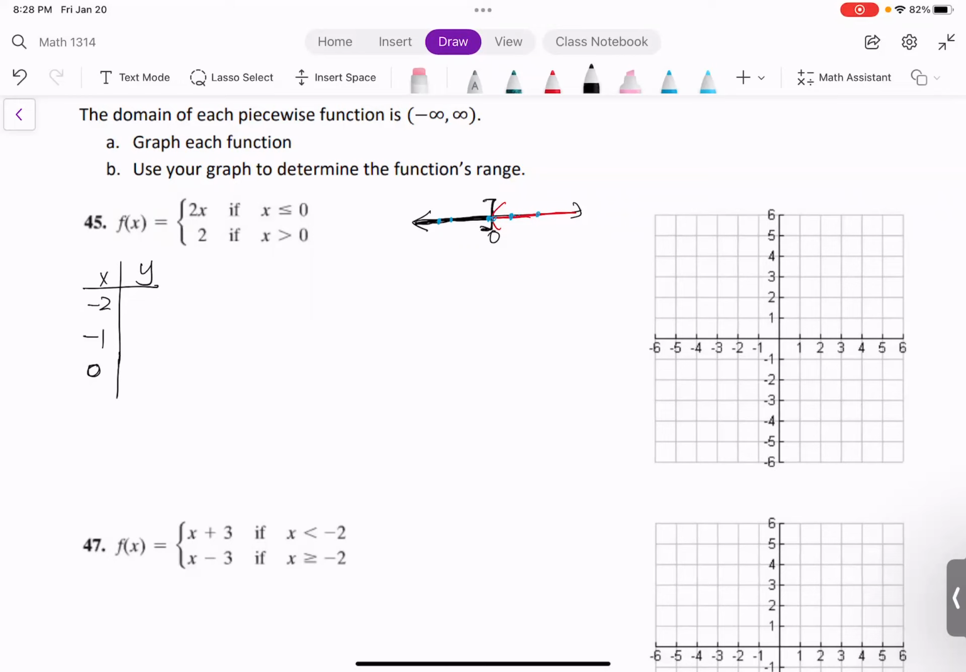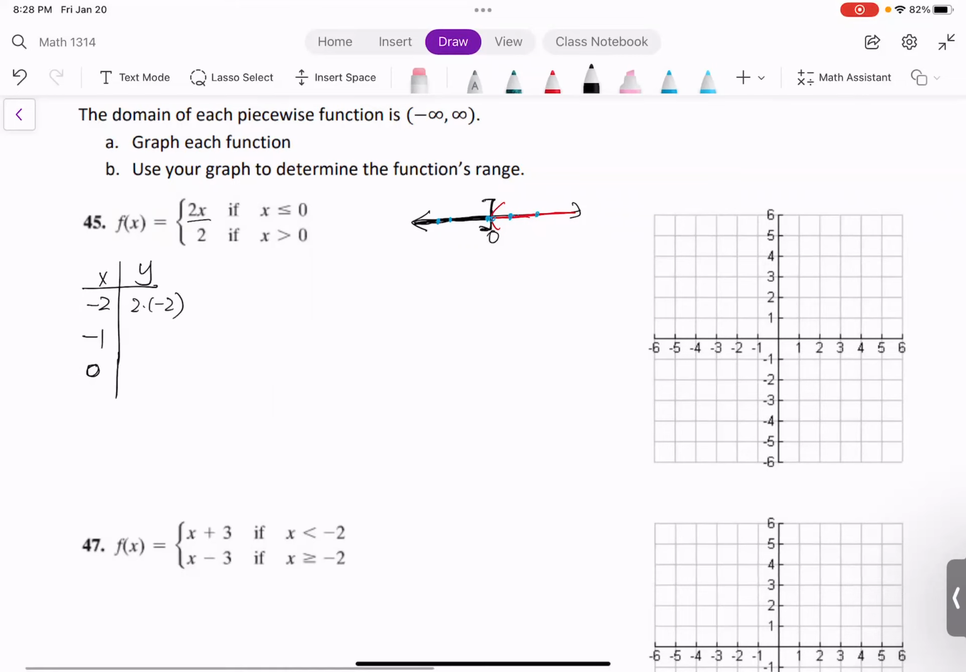For all the x values, we are using the first equation to find the y value: 2 times -2, the next one is 2 times -1, and the next one is 2 times 0. Let's simplify the points and give the numbers to make it easy. 2 times -2 is -4. 2 times -1 is -2. 2 times 0 is 0. We have 3 points. How about the second behavior, x and y?